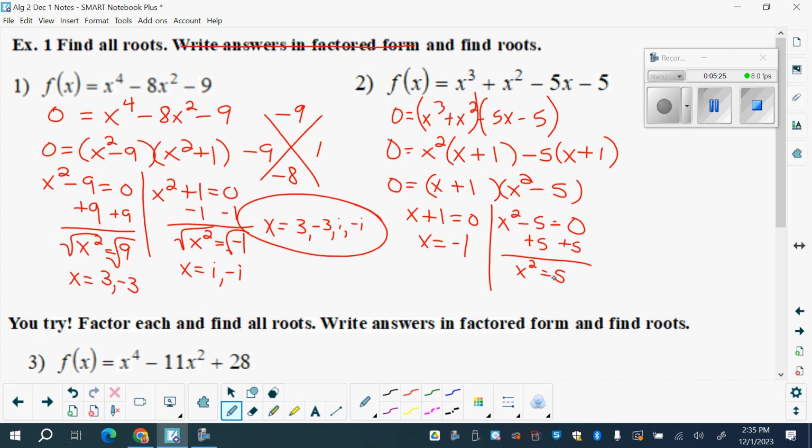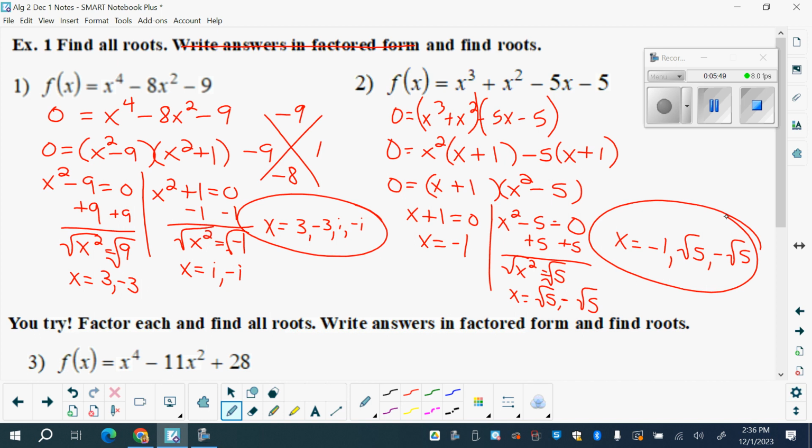Lily, what would we do next here? Good. And what do we get? And is that it? Just square root 5? It's going to be 2 answers. What's my other answer? Good. Negative. And if you want to write plus and minus there, that's fine too. So we have negative 1, square root 5, and negative square root 5. So we have how many zeros there? 3. And so the degree on that polynomial is 3. So they match. Okay, go ahead and do the Try.